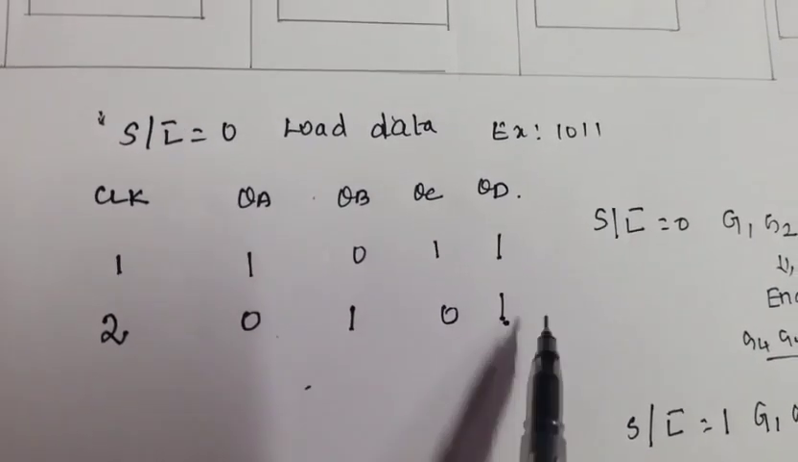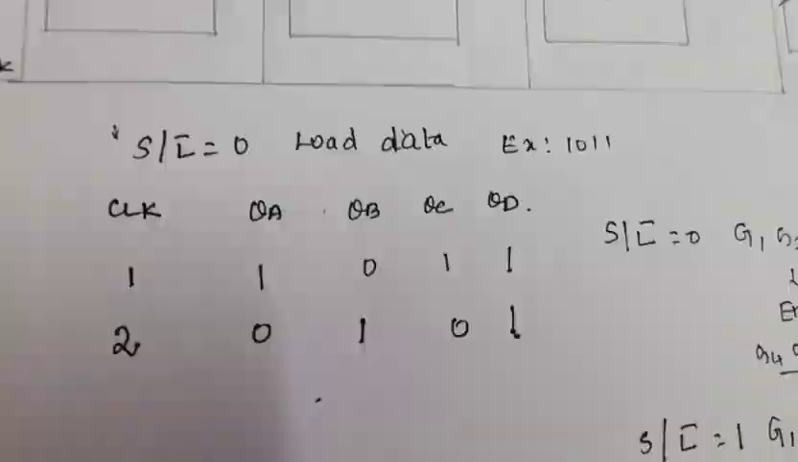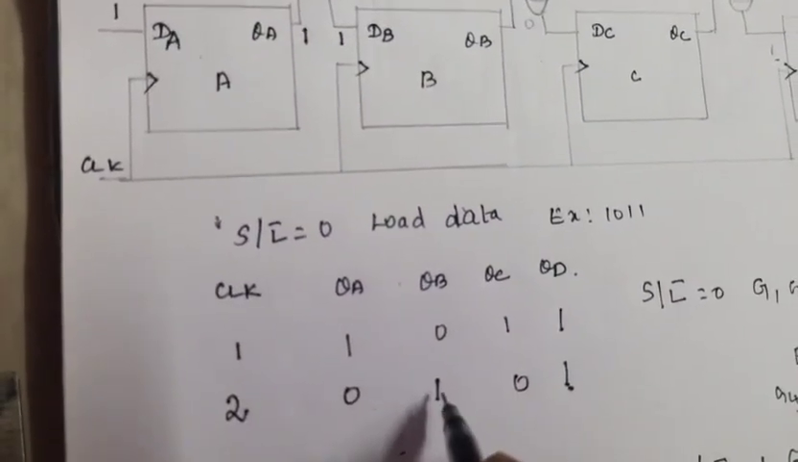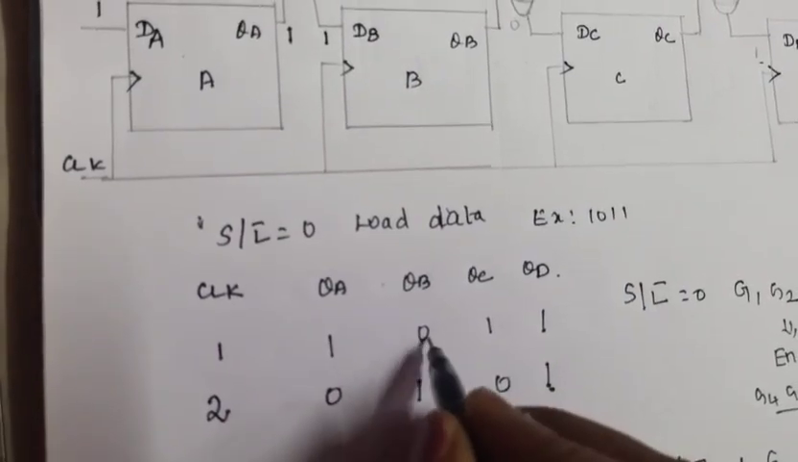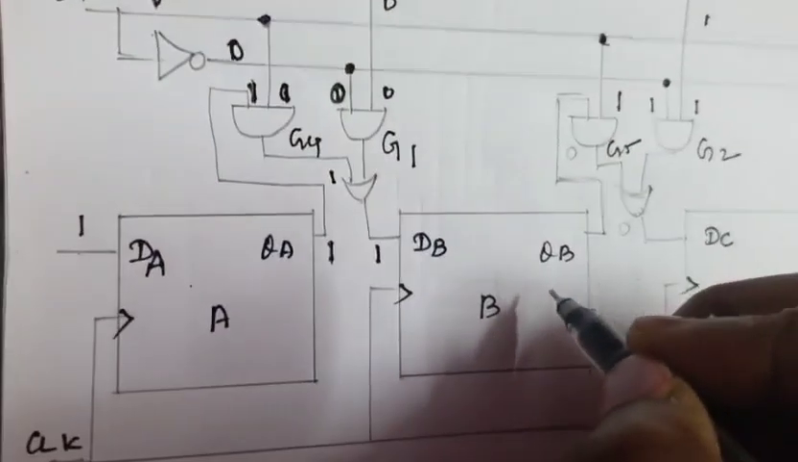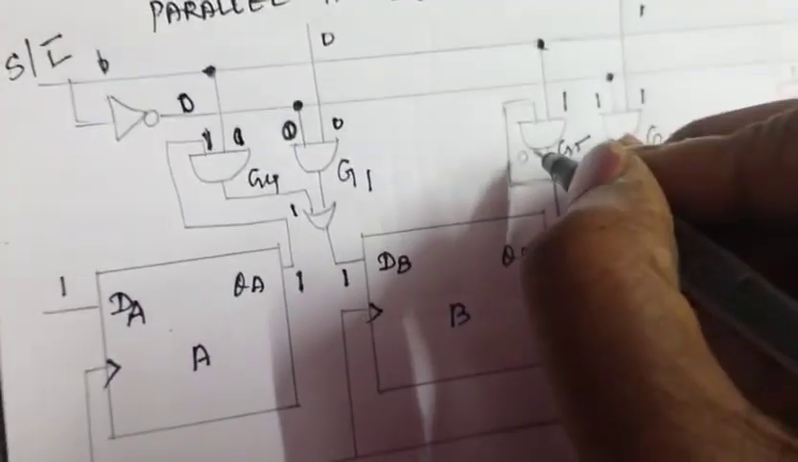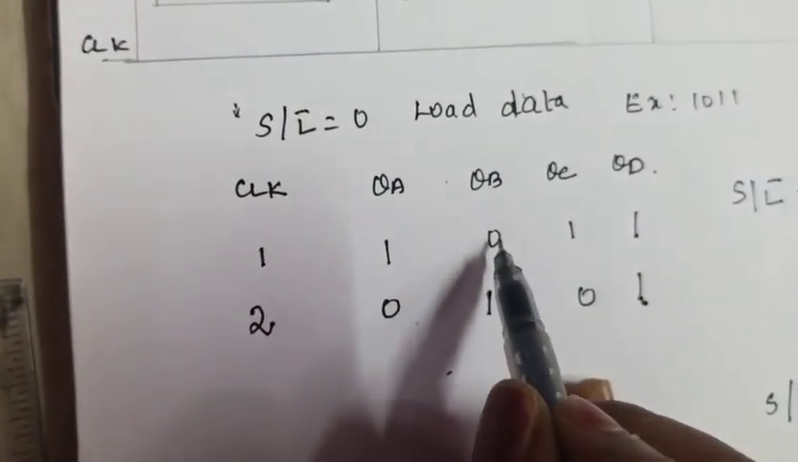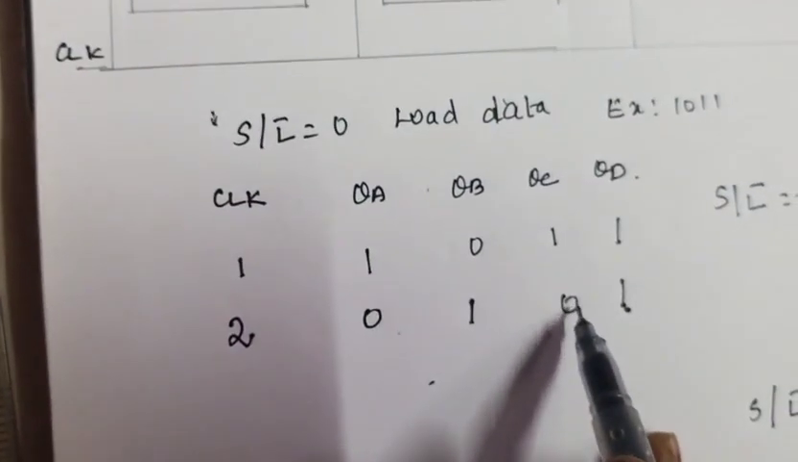Now we want to see how it has been shifted. We saw the first data has been shifted here. Now we are going to see the 0, how it is shifting to QC. Already you know that in the QB, the data which was stored is 0. Here your S/L bar is equal to 1. Now this becomes 0. Now the 0 is shifted here. Already I have written here. This QB 0 is shifted to QC.